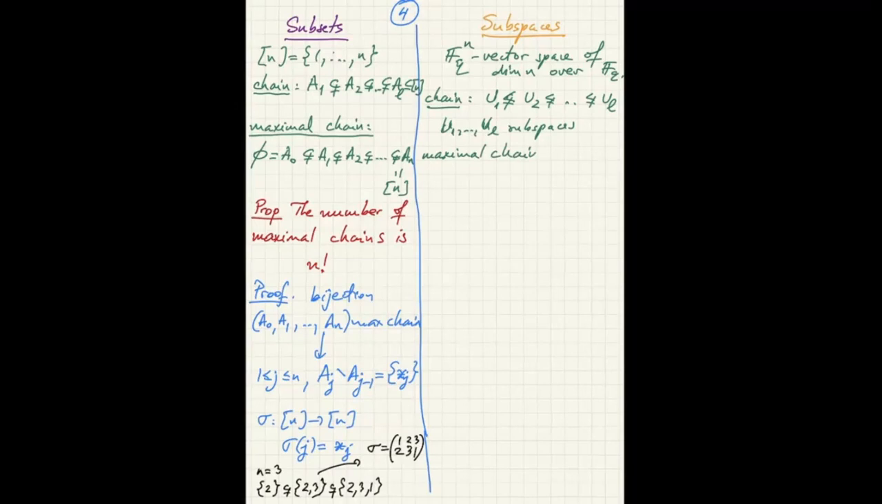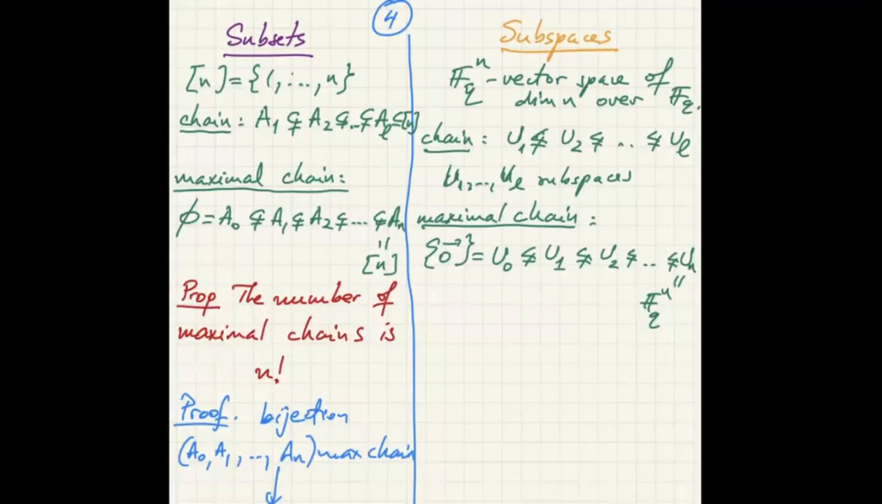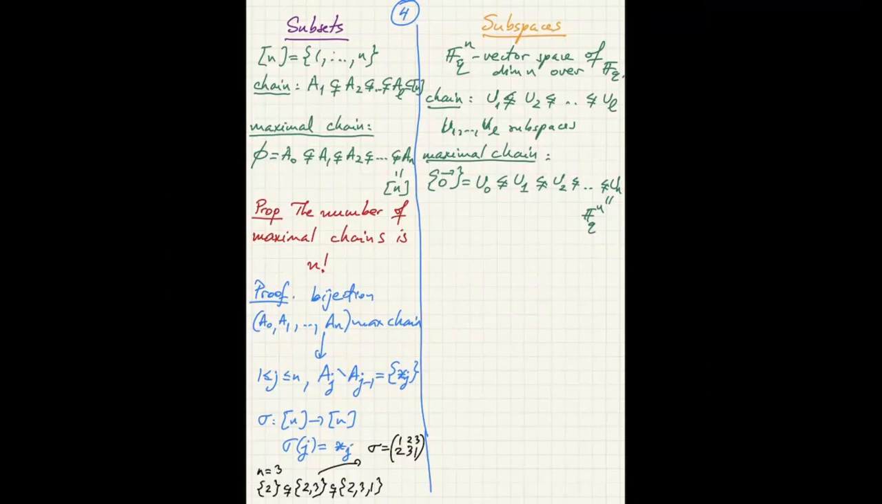In this situation, similarly to the situation for the sets, U0 will be the zero subspace. Now U1 will be a one-dimensional subspace, U2 will be a two-dimensional subspace that contains U1, and Un will be the whole space. So similar to what we had before, something that was very useful to us, that the cardinality of Aj is j, here gets replaced by dimension. So the dimension of Uj over Fq equals j, okay?